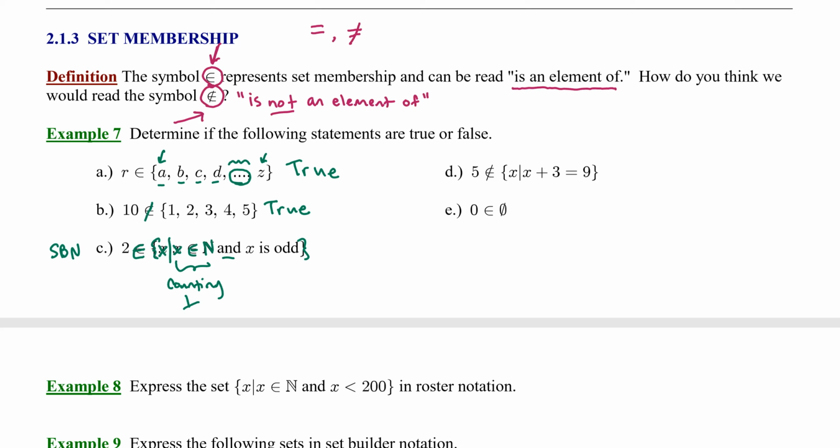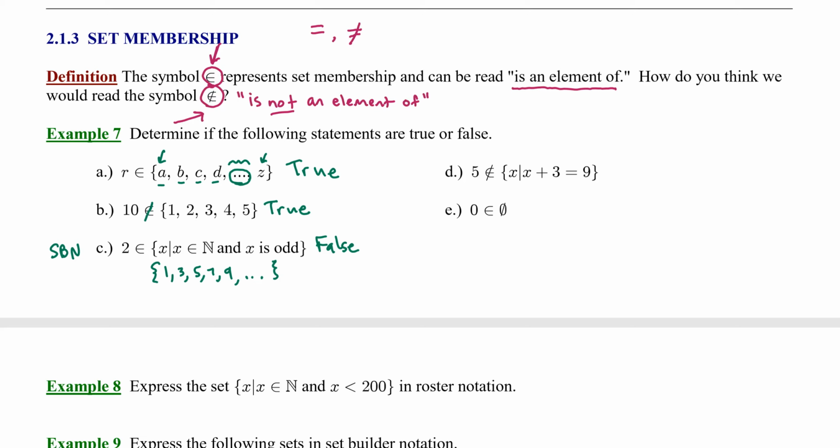So this part simply tells me that I'm dealing with a counting number. That means I can rule out fractions, I can rule out negative numbers. And x is odd. Well, let's rewrite this set in roster notation so we have a better idea of the elements of that set. The natural numbers that are odd include 1, 3, 5, 7, 9. Looks like we're dealing with an infinite set, so we will express that as ... and close our curly braces. Is 2 an element of that set? No, 2 does not belong to that set, which makes this statement false.